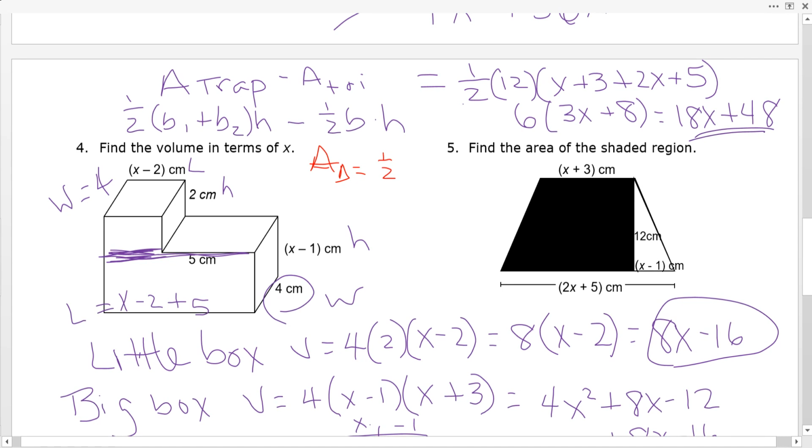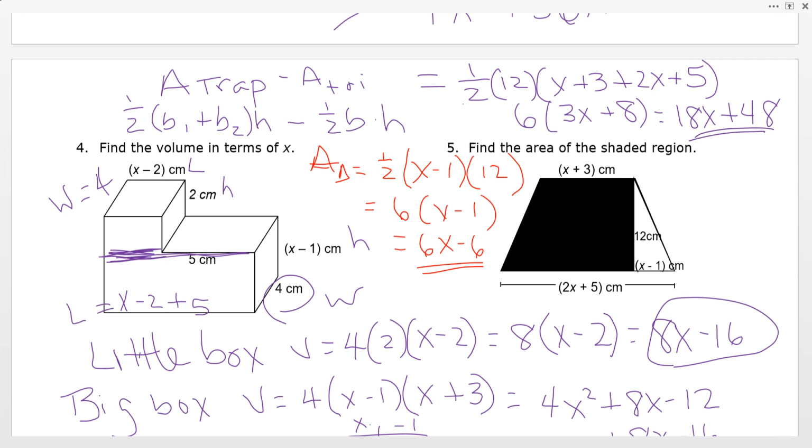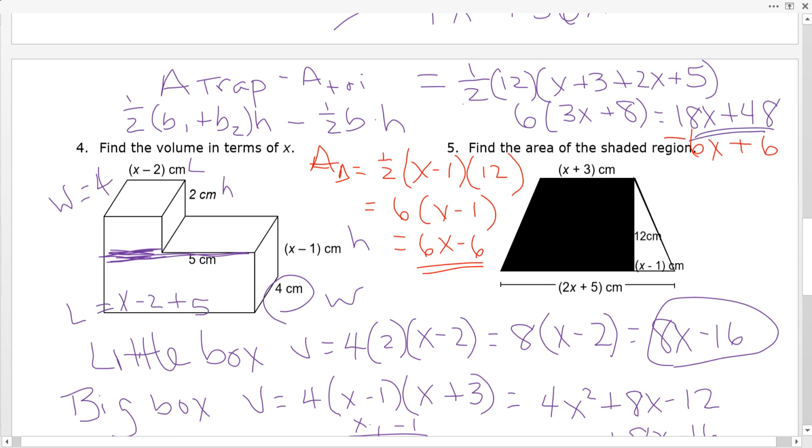is 1/2. The base is x minus 1, and the height is 12. So I'm going to end up with 6 times x minus 1, or 6x minus 6. So I'm subtracting that. So I'm going to do 18x plus 48 minus 6x plus 6. Why plus? Because it was minus, and I'm subtracting a minus, so it's adding. So I'm going to have 12x plus 42. This is the area of the shaded region.